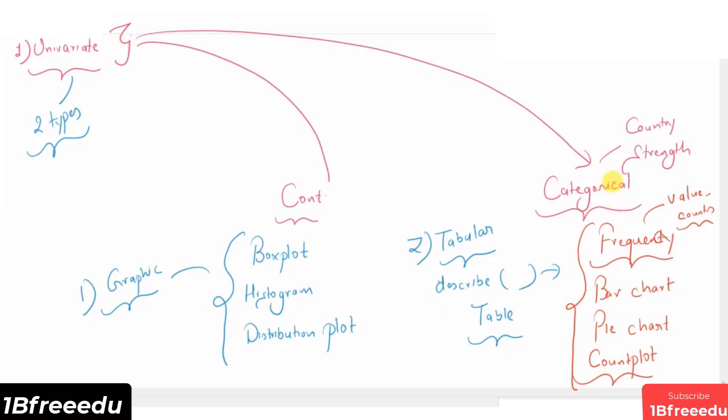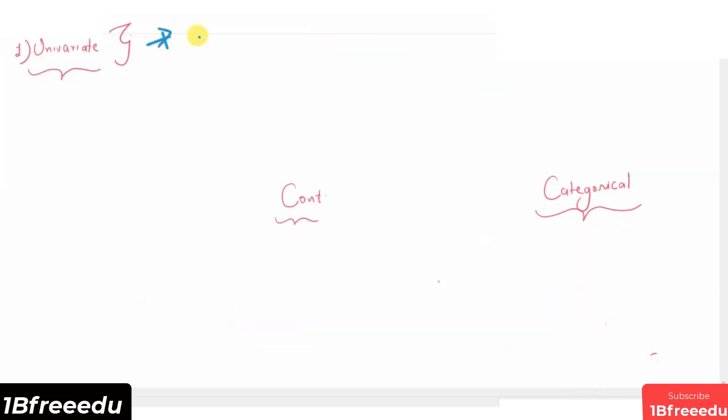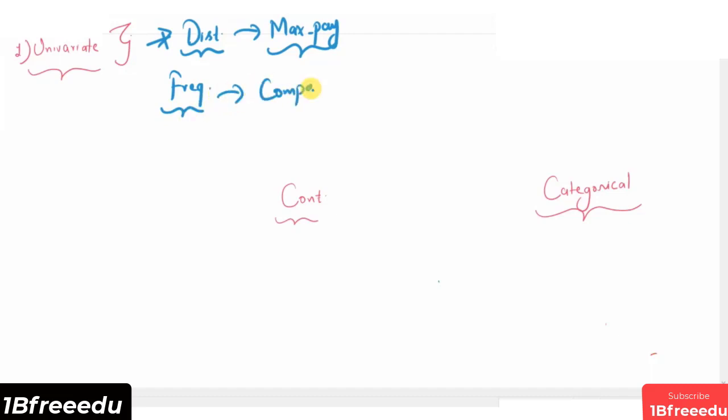Let's understand from the real world perspective how you can perform this univariate analysis in real world scenarios. From a real world scenario, we can have a problem like, hey, with respect to this data, can you find the distribution of your maximum pay feature? Or can you find the frequency distribution of your company feature? These are some of the univariate analyses with respect to this data, or with respect to real world scenarios.